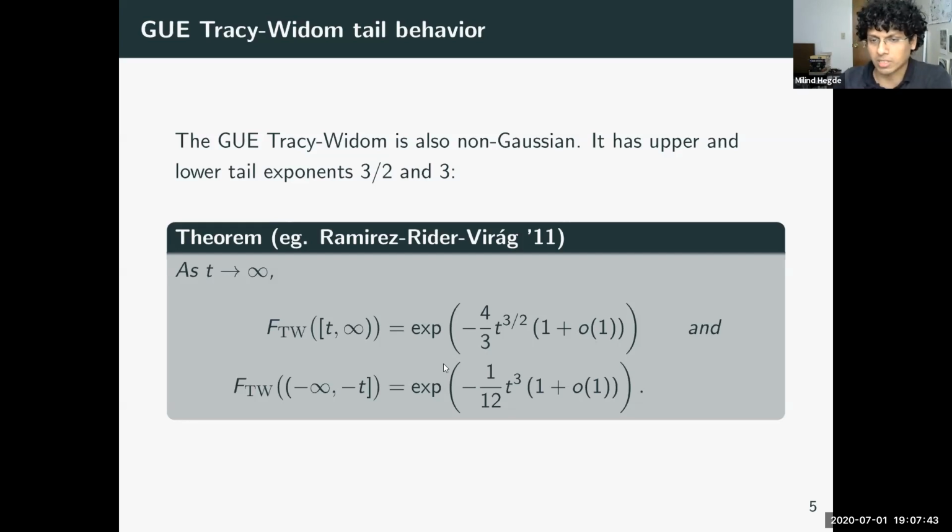So this theorem I've just cited is from Ramanan, Rider, and Virág in 2011, though I suppose it was known earlier as well, but this is a clean statement that I just cited.